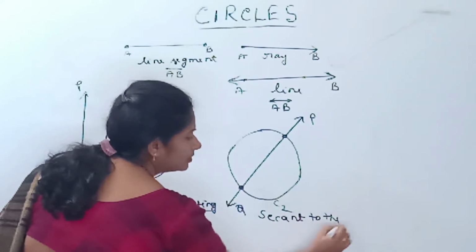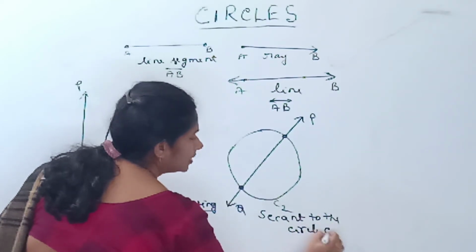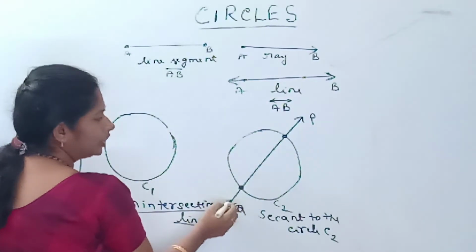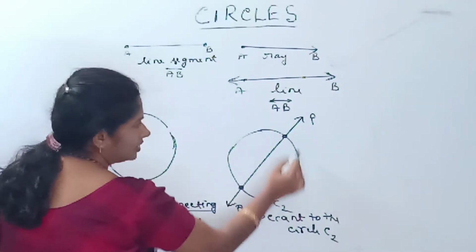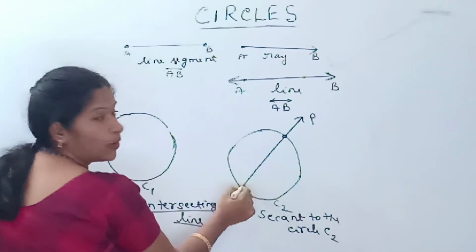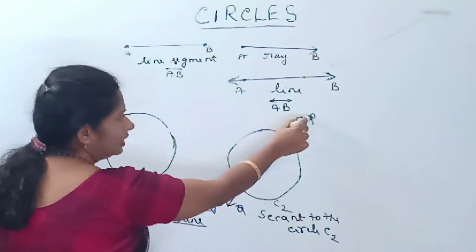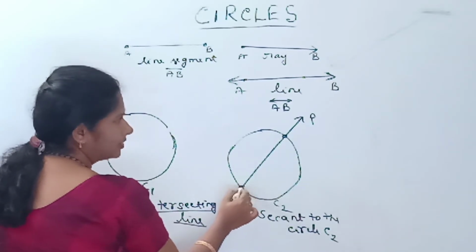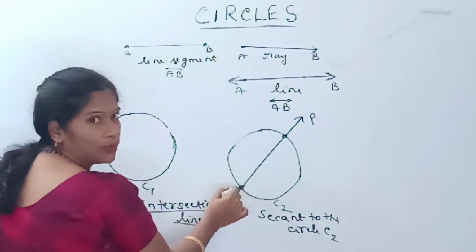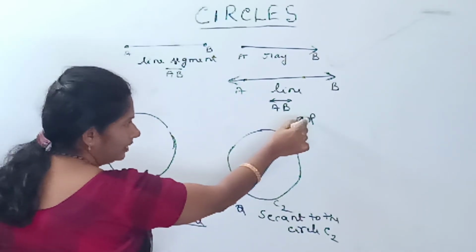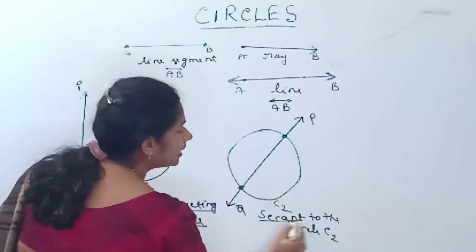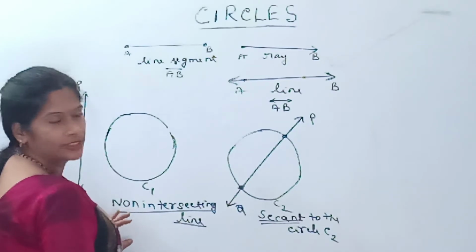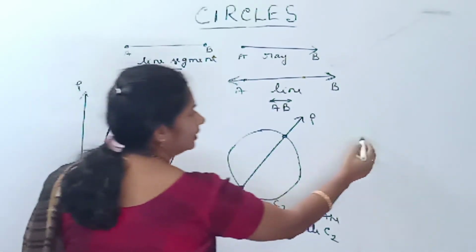Secant to the circle C2. Got it? So PQ is a line which touches the circle at 2 points. So the line is touching the circle at 2 points, we have 2 common points, and we call PQ a secant to the circle. It's clear? Let me draw one more figure like this.